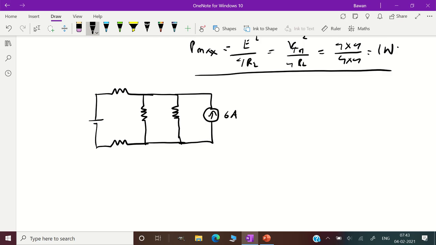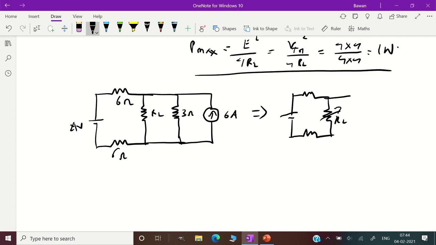Now if you remember clearly, I've taught you how to convert a current source to a voltage source and a voltage source to a current source. We'll do that. First of all, we'll convert this current source to a voltage source. So this is 24 volts. It looks something like this. So this is now my 24 volt source, my 6 ohms, and this is my RL.